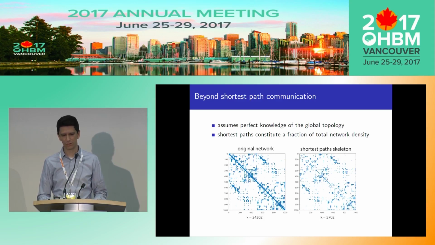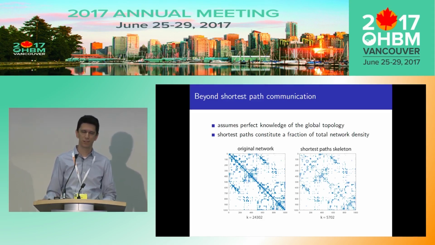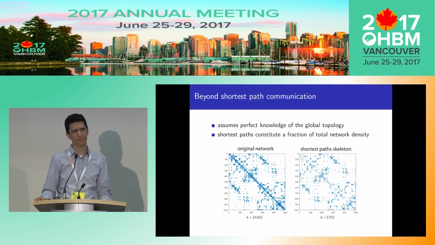So what you can see is that as you go from the original matrix to the shortest path skeleton, you end up going from a density of about 24,000 connections to about 6,000 connections. In other words, if you're saying that communication is taking place only via shortest paths, you're saying that only a quarter of the total network infrastructure is being used, and the rest is just sort of vestigial.